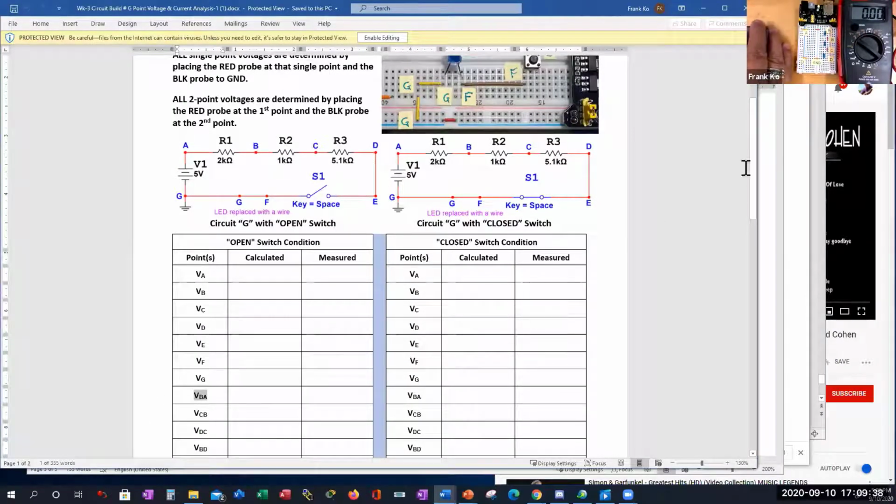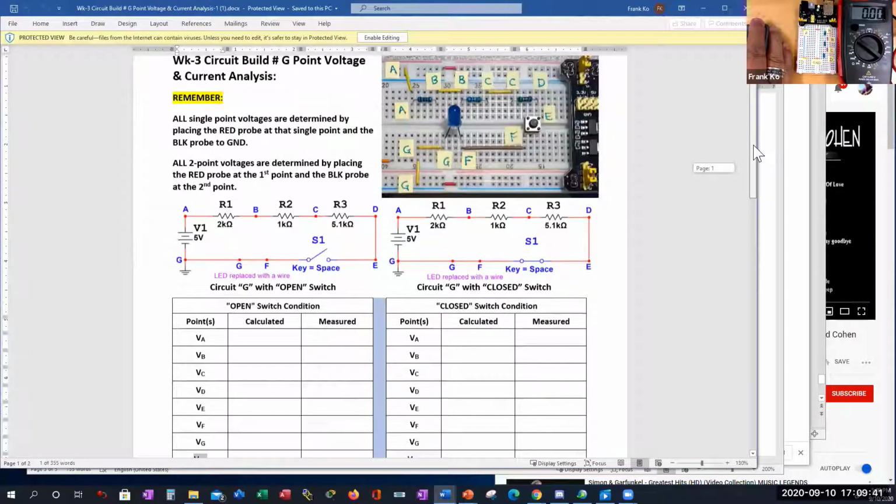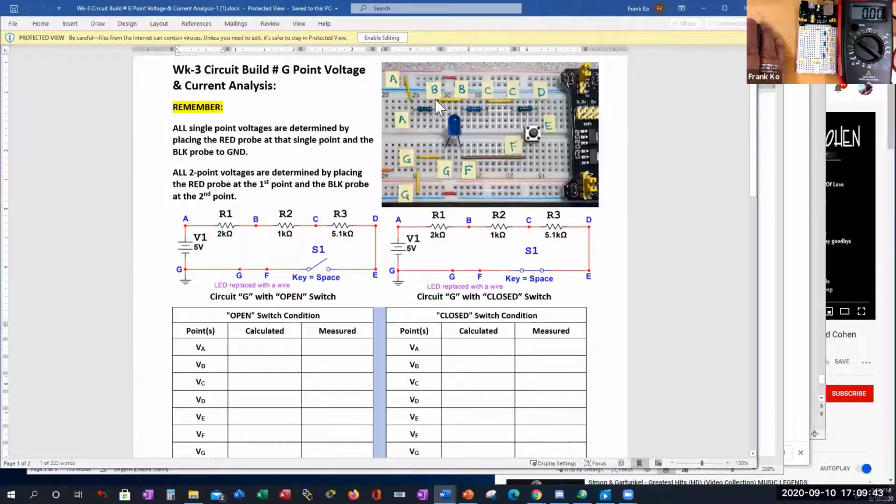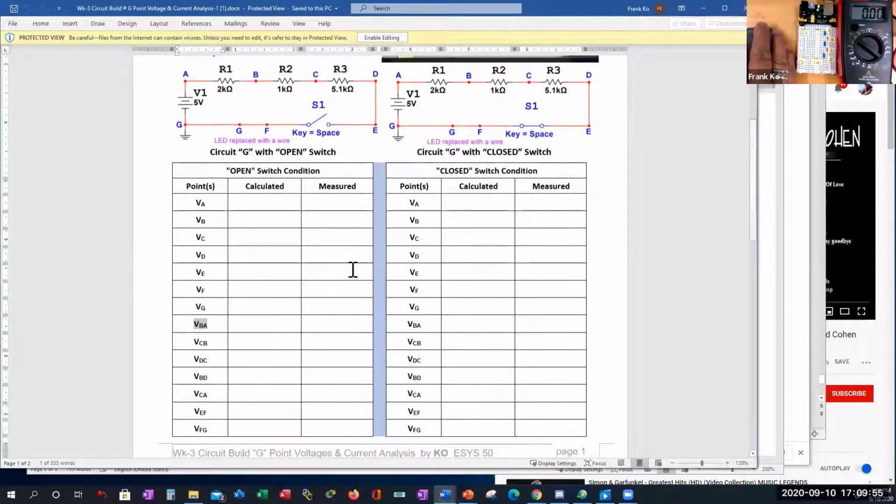And where is VBA going to be measured? Well, B is here, A is here. Red probe on B, black probe on A. That's your VBA, okay? And that's when the switch is open. You're going to do a calculation for VBA when the switch is closed.